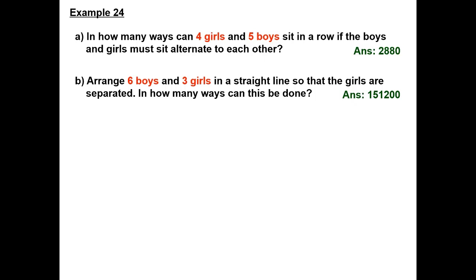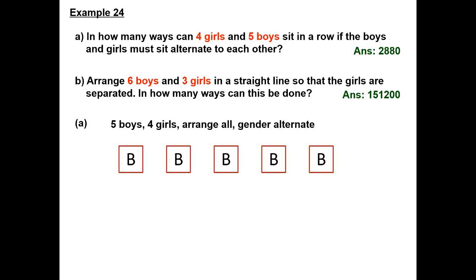Example 24a. In how many ways can 4 girls and 5 boys sit in a row if the boys and girls must sit alternate to each other? Solution for 24a. We have 5 boys and 4 girls. We want to arrange all of them. And the restriction is the gender has to be alternate.